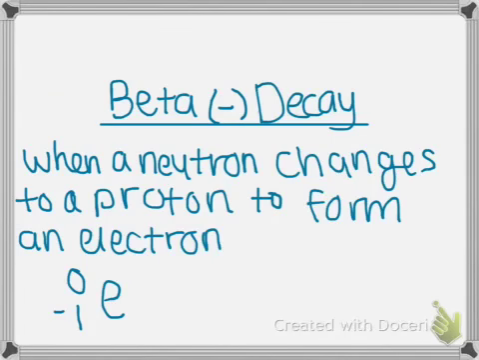Now we're going to move on to beta minus decay. There's 2 types of beta radiation. There's beta minus decay and beta plus decay. So we're going to start with beta minus. And beta minus is when a neutron changes to a proton to form an electron. And a beta minus particle is written as e, 0, -1. So it's an electron.